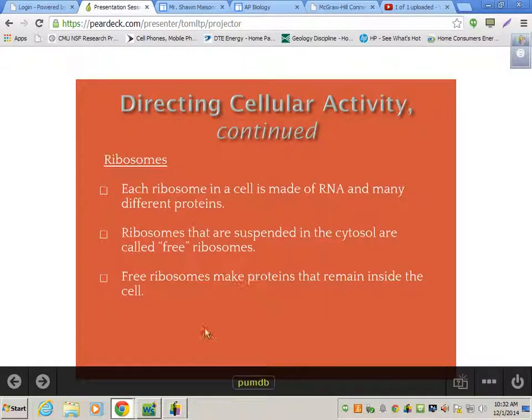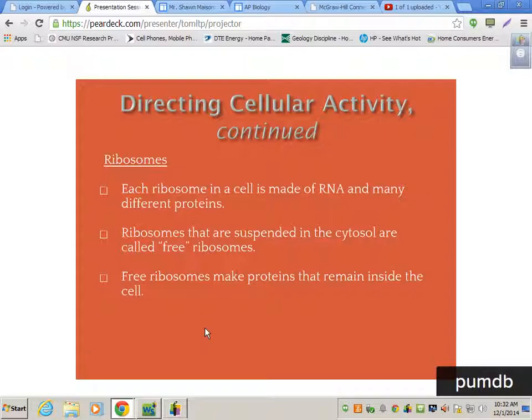All right. So free ribosomes make proteins that remain inside of the cell. So here's the thing: if you're a free-floating ribosome and you're just floating around in the cytoplasm, you're going to make a protein, but that protein will stay in the cell. It's not going to leave. So your cell needs proteins. Those ribosomes that make those proteins are just floating around. They're not attached.